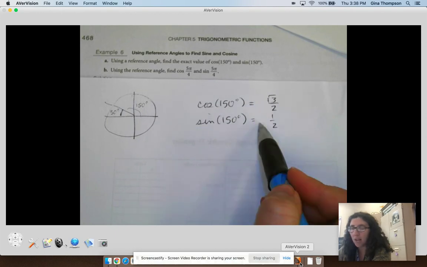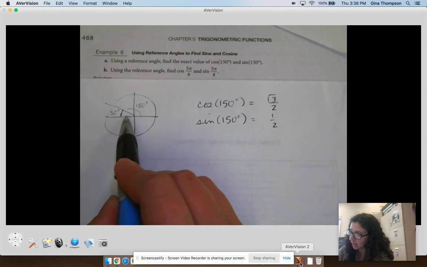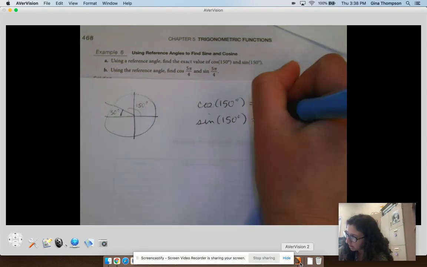Now, are they going to be plus or minus? Let's think. Here we are on the negative x-axis side, positive y. So the cosine is going to be negative, and the sine is going to be positive.